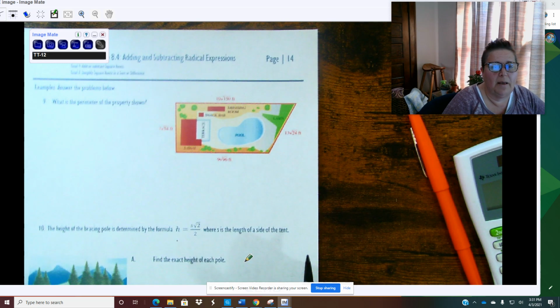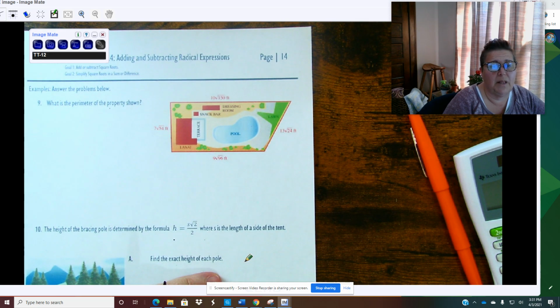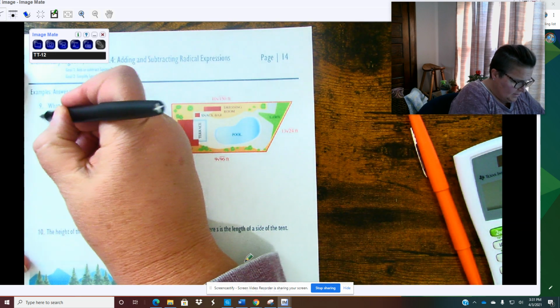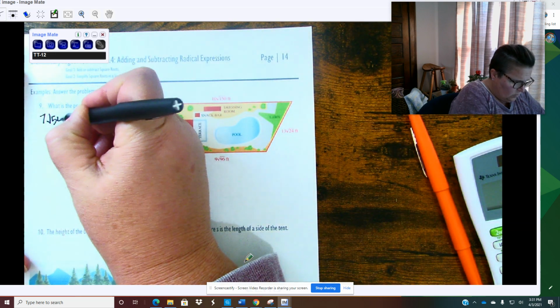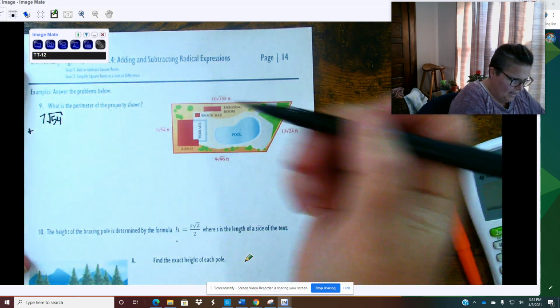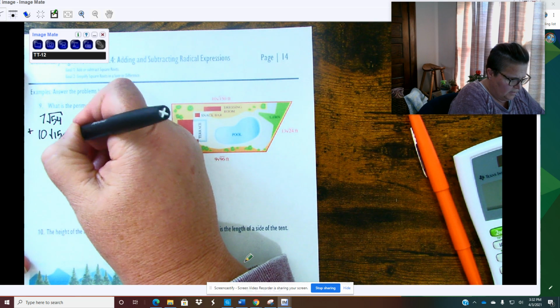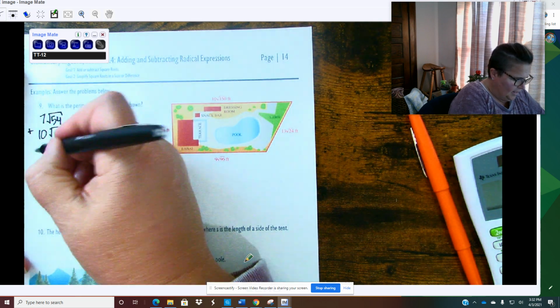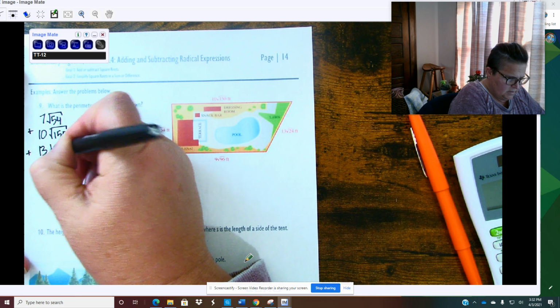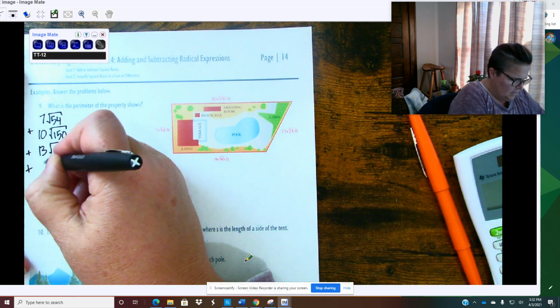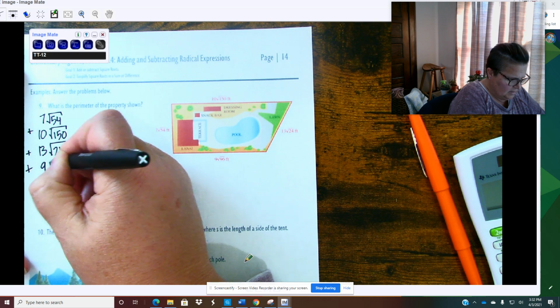Some application problems, really just doing the same thing but applied. What is the perimeter of this property that is shown? Perimeter is just going to add all sides. So we are going to take 7 times the square root of 54, and we are going to add that to 10 times the square root of 150. And we're going to add that to 13 times the square root of 24. And we're going to add that to 9 times the square root of 96.